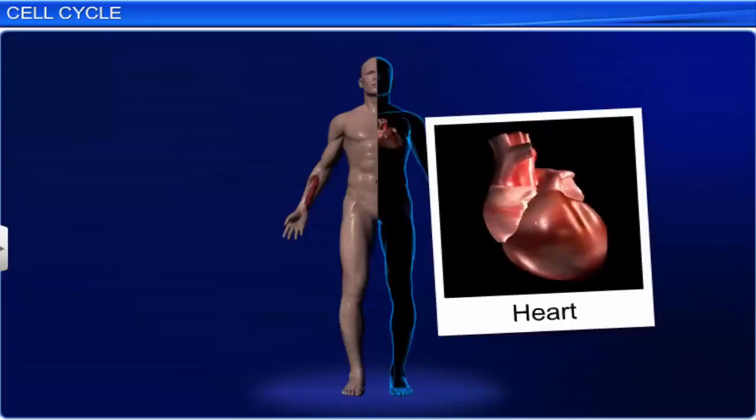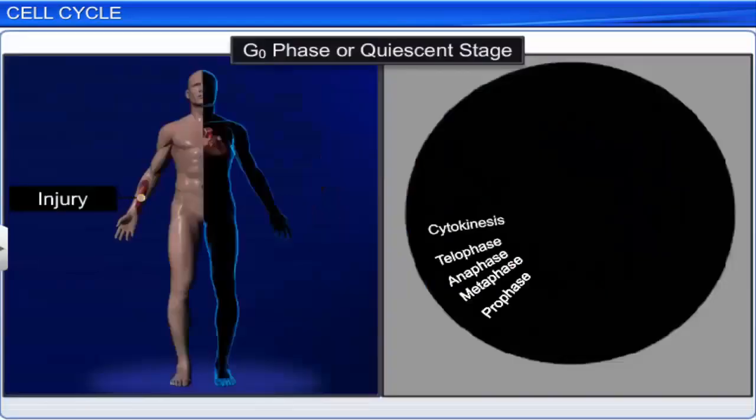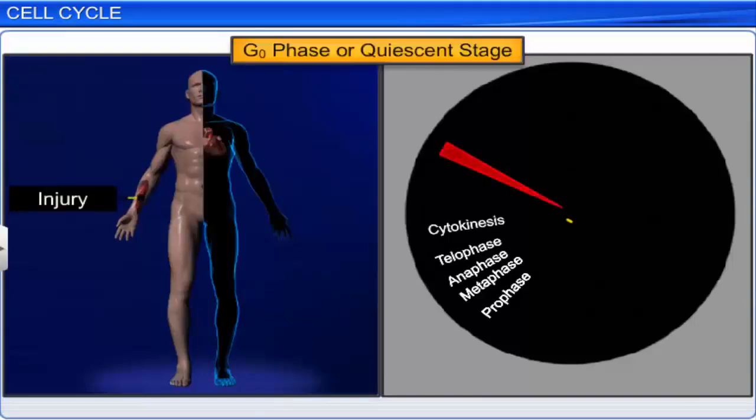Animals also have many cells that divide occasionally, only to replace cells lost due to cell death or injury. Such cells that do not display further cell division exit the G1 phase and enter an inactive stage called the G0 phase or the quiescent stage. Cells in this stage remain metabolically active but proliferate only when the need arises.